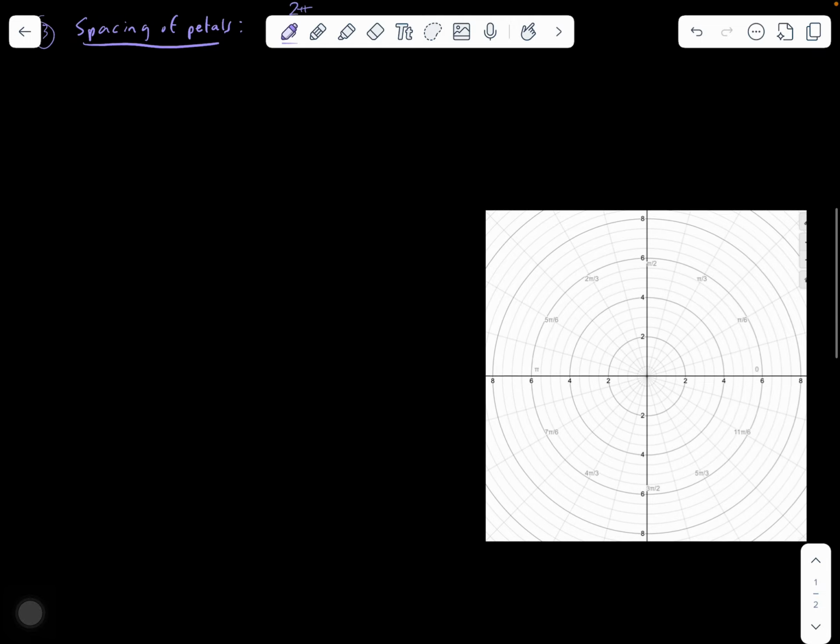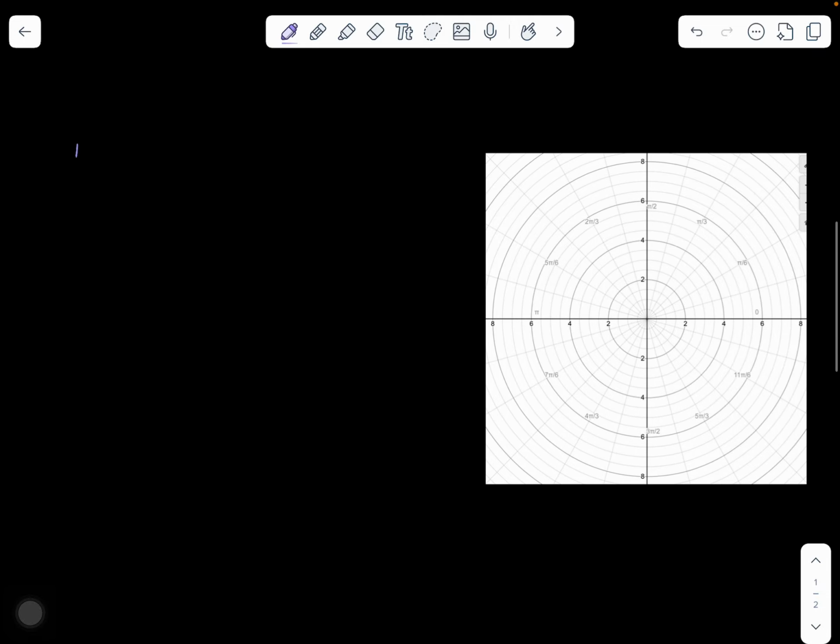So let's do an example. Let's say we want to graph the function r equals negative 4 cosine 4 theta. So first step is finding the number of petals. And we'll look at our n number inside, which is 4, which is an even number, so we're going to double it. Meaning the number of petals we have is 8.